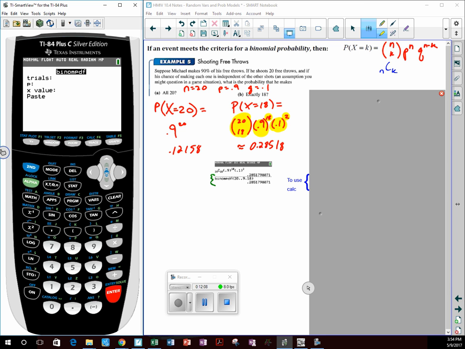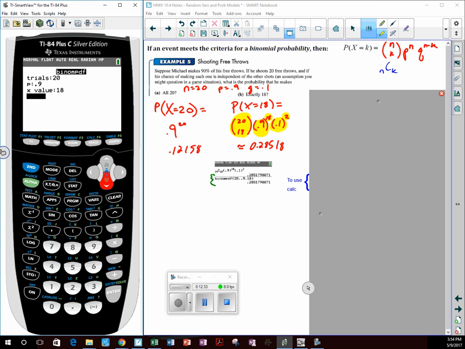Now, on the newer calculators, it makes it pretty easy because it gives you the template to put in the number of trials. We had 20 trials. Okay, Michael's going to shoot 20 free throws. He's going to make 90% of them, so his probability of success is 0.9. We are in example B here looking for the fact that he makes 18 shots. So we are looking for exactly 18.